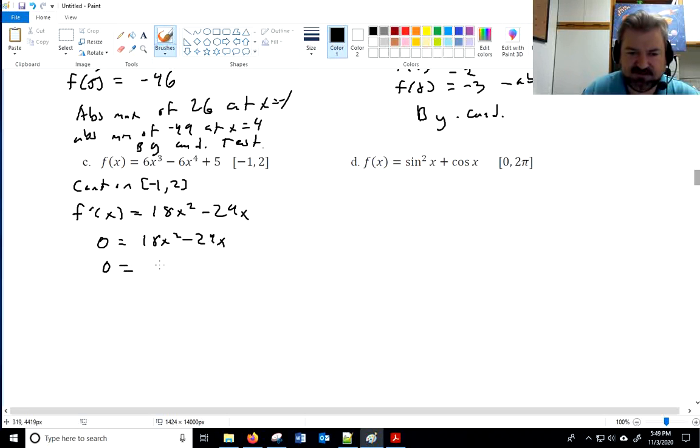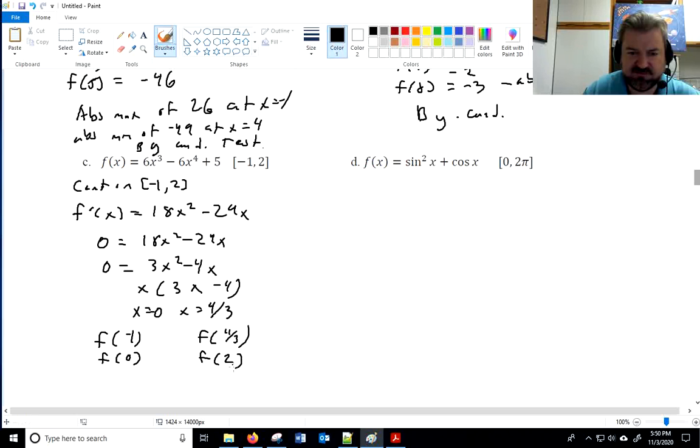I'm just going to divide everything by 6, giving me 3x squared minus 4x. I'll factor out an x. So I have x equals 0 and x equals 4/3. So we have our candidates to test are f of -1, because that's my endpoint, f of 0, f of 4/3, and f of 2. So -1, this would be -6, -12, that's a -7. F of 0 is 5.